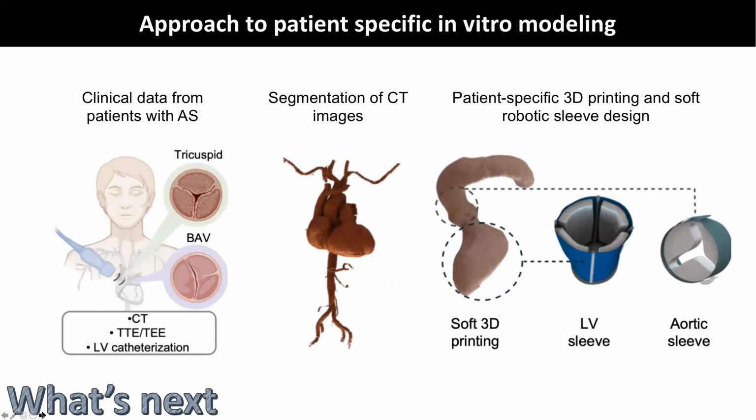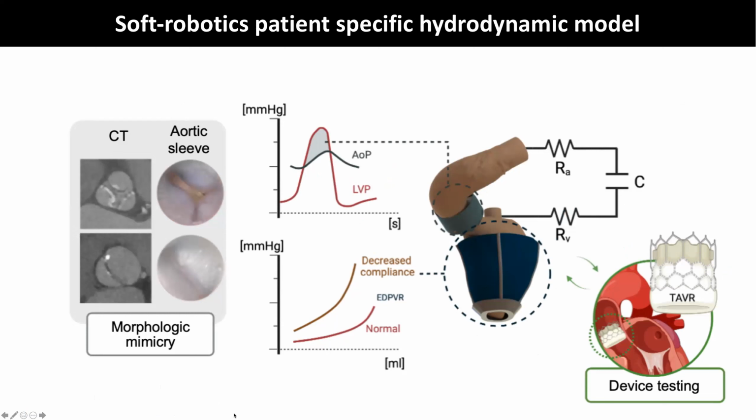Next, we're looking at taking clinical data from patients with aortic stenosis. And then we're printing both the left ventricle and the aorta of these patients with a soft 3D printing method. This is all in vitro. Then we make a patient-specific left ventricular sleeve and a patient-specific aortic sleeve. And then on the bench, we can tune both the aortic pressure, but we can also tune the compliance of the ventricle. And then we can test different treatments on the bench for patient-specific models.